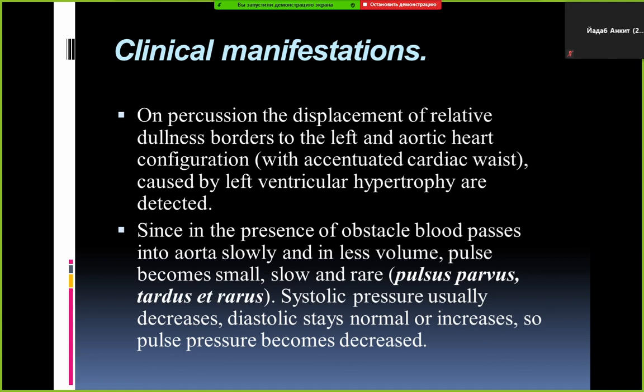Pulse. Since there is an obstacle, blood passes into the aorta slowly and in less volume, so the pulse becomes small, slow, and rare. In Latin it is called pulsus parvus, tardus, and rarus. Systolic pressure usually decreases and diastolic stays normal or increases. So pulse pressure becomes decreased in case of aortic stenosis.